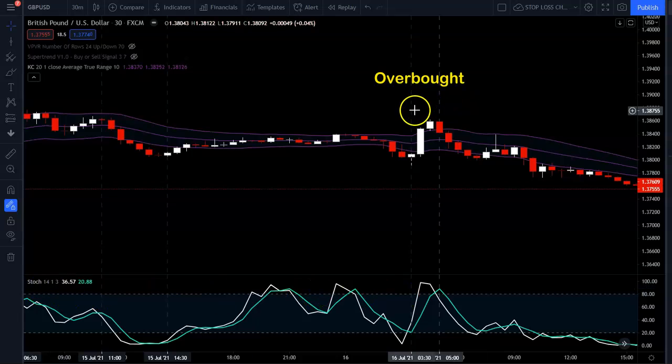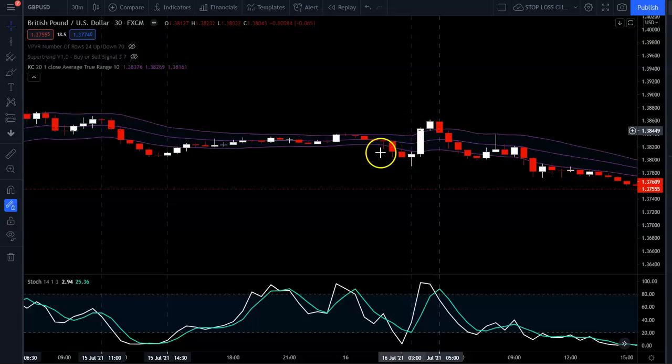So when you have candles above the channel and not inside the channel, this is where price is overbought, all right? When you have candles below the channel, but not inside the channel, this is where price is oversold, all right?